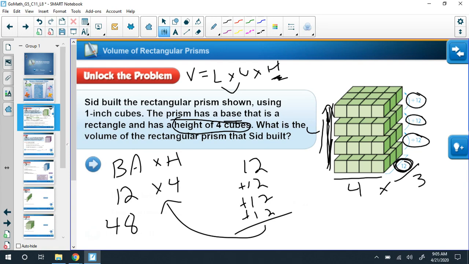And now the key here is we have to make sure we use the right units. So here we see that it's 1-inch cubes. So we are working with inches. And because they're cubes, they are cubic inches.